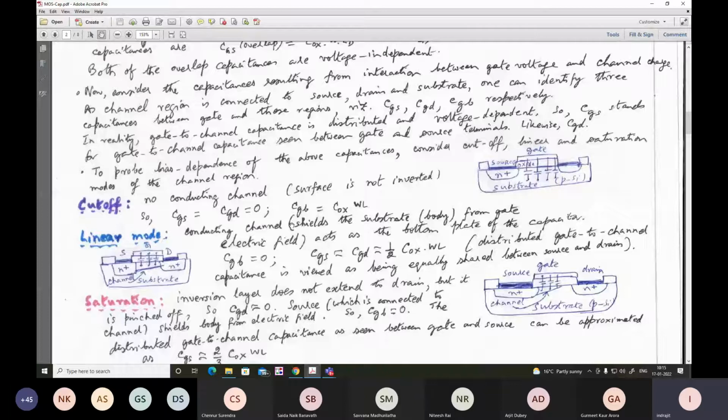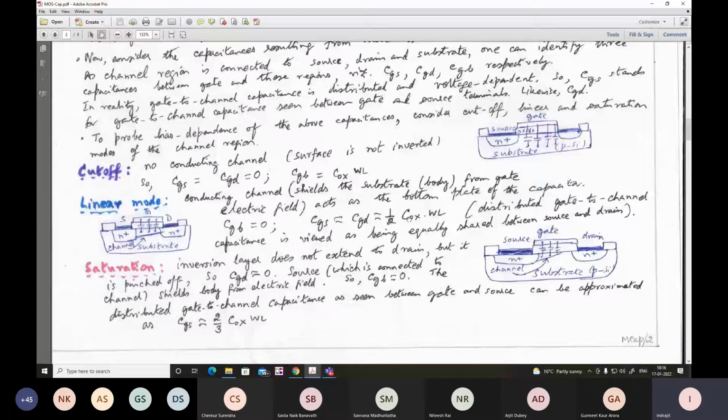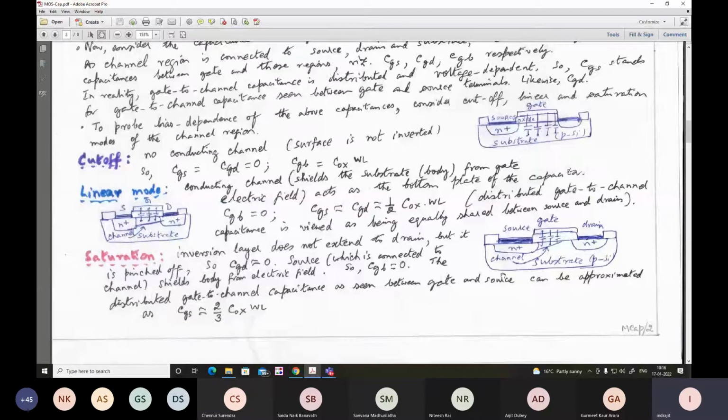Now, while a channel extends from source right up to the drain, for symmetry we split the capacitance between gate to source and gate to drain. We shall not talk about CGB, but CGS and CGD. Here each is taken to be half of COX into WL. And in saturation, as we know, the channel takes up a tapered dimension, while the pinch off point leaves the drain and progresses towards the source.